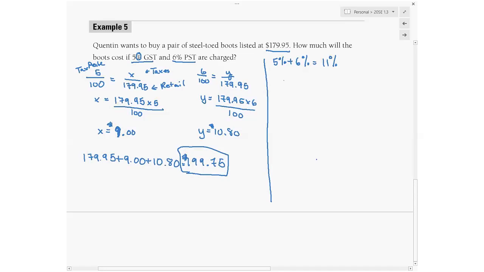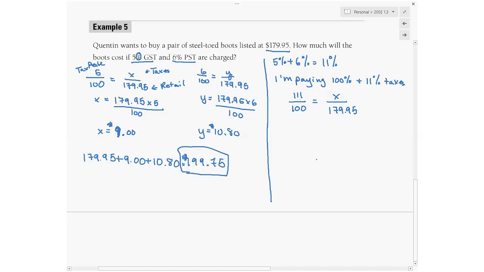You can also say, well, I'm paying the whole thing, so I'm paying 100% of the cost. So I'm paying 100% of the retail price plus 11% taxes. So I'm paying 111%, and you can do this all in one step. So that's out of 179.95. Of course, this is just if they're asking you the final price. If they ask you what the taxes are, you've got to go through this kind of method.